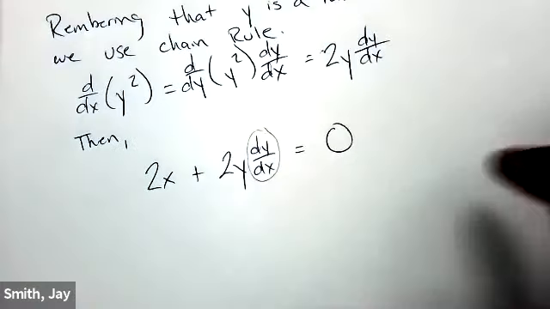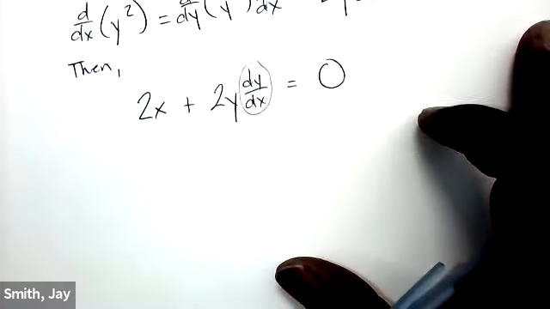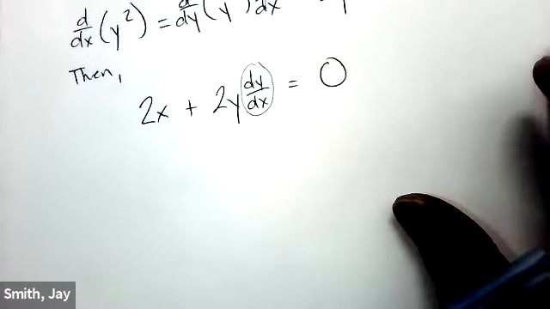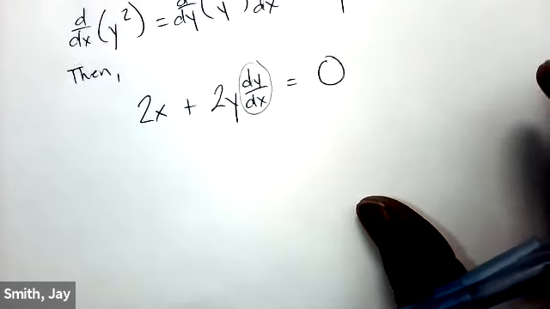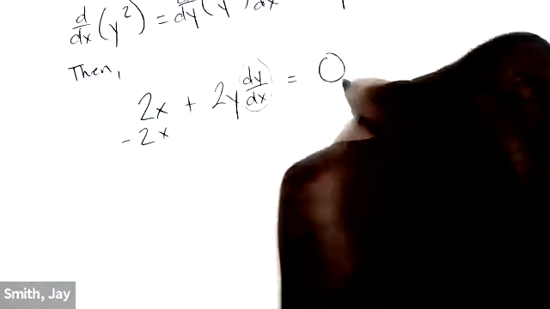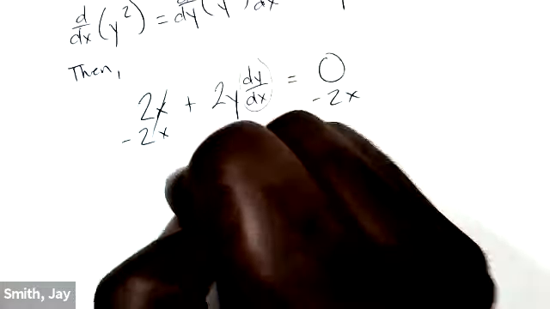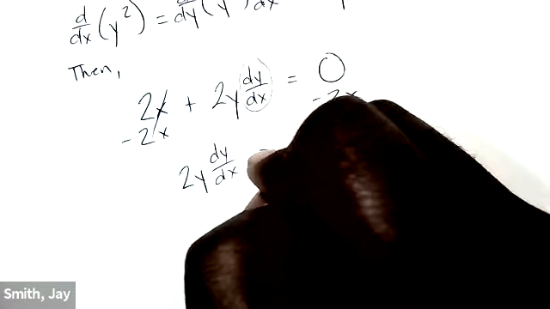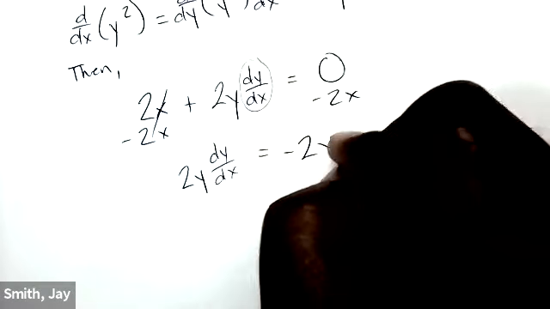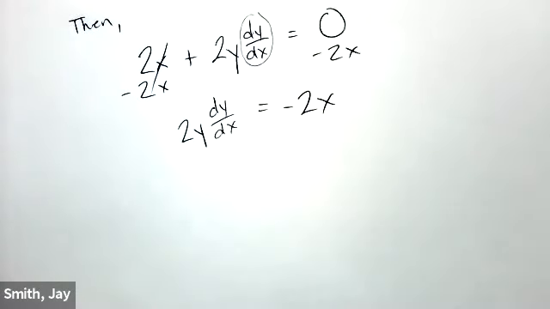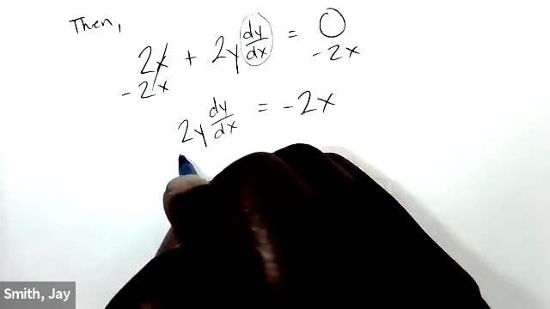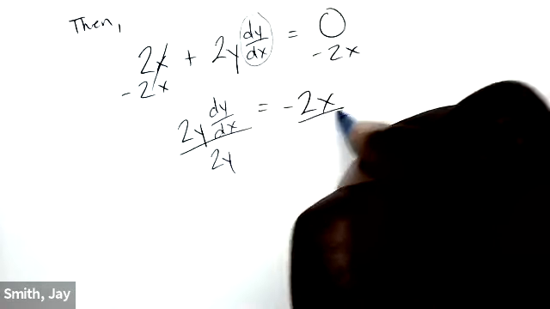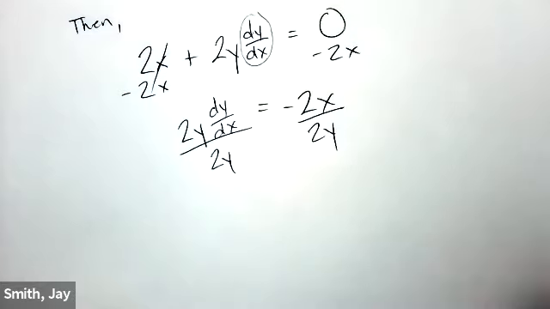And notice how we have one singular positive dy dx in our equation. So really, we're just trying to isolate that dy dx. First thing I would do is subtract 2x from both sides of my equation. This is going to give me 2y dy dx is equal to a negative 2x.